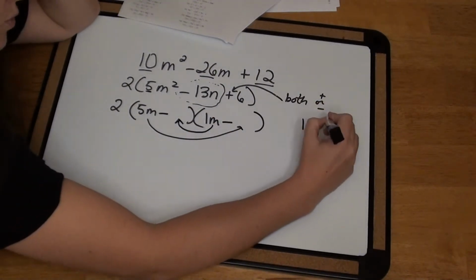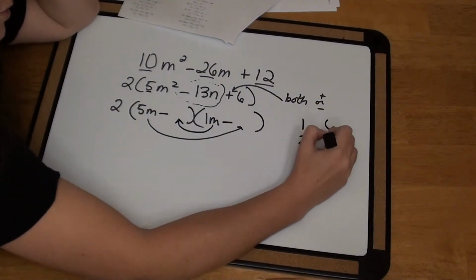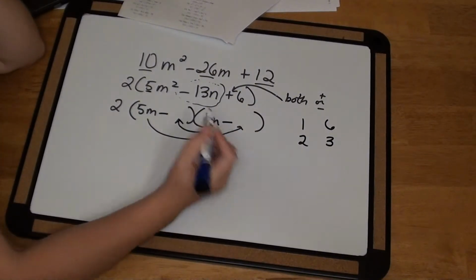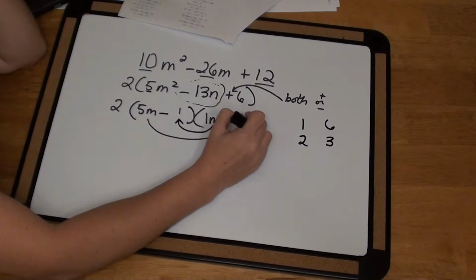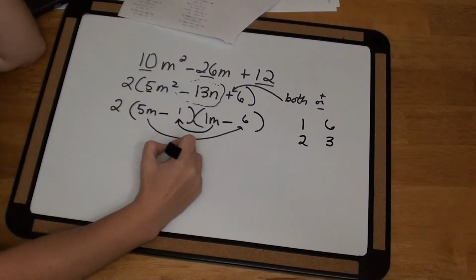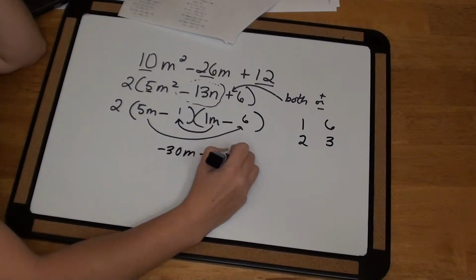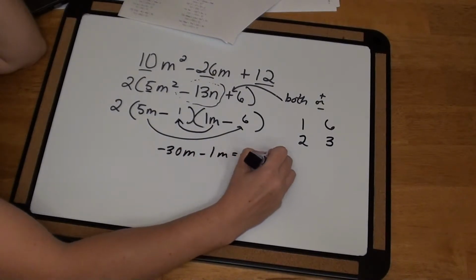6 can break down to 1 and 6, can break down to 2 and 3, all right? So let's do it with 1 and 6 first. Let's imagine I put the 1 here and the 6 here. I would end up with a 30m, a minus 30m, and a minus 1m. That would equal negative 31m. That can't be right.